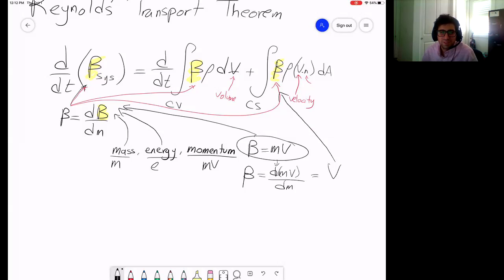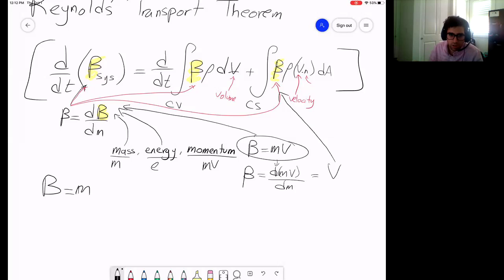So for mass, you plug in m, right? Or no? For the transport theorem, if you're solving for conservation of mass, what do you plug in for beta? Just m. Well, isn't it 0? Guess again. You're close, but guess again. So what is beta? B is m, right? B is our parameter, m. And beta is dm over dm, so you plug in 1. Yes, that's for mass.